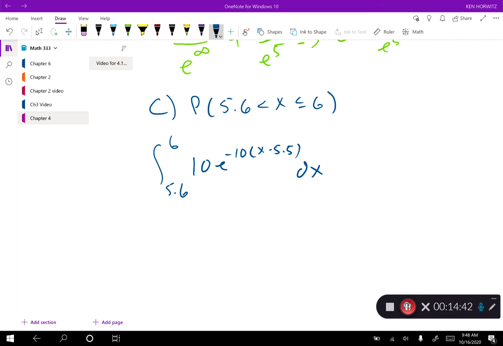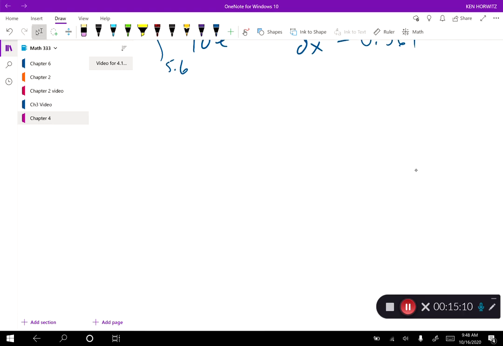All right, once again, it's a u substitution. And the answer I got was 0.361. So that is the probability that the width of our pipe will be between 5.6 millimeters and 6 millimeters. All right, so while it's only one problem, there was a definite variety of situations there. Hopefully you got a lot out of that, and we'll definitely practice some more when you get to class.